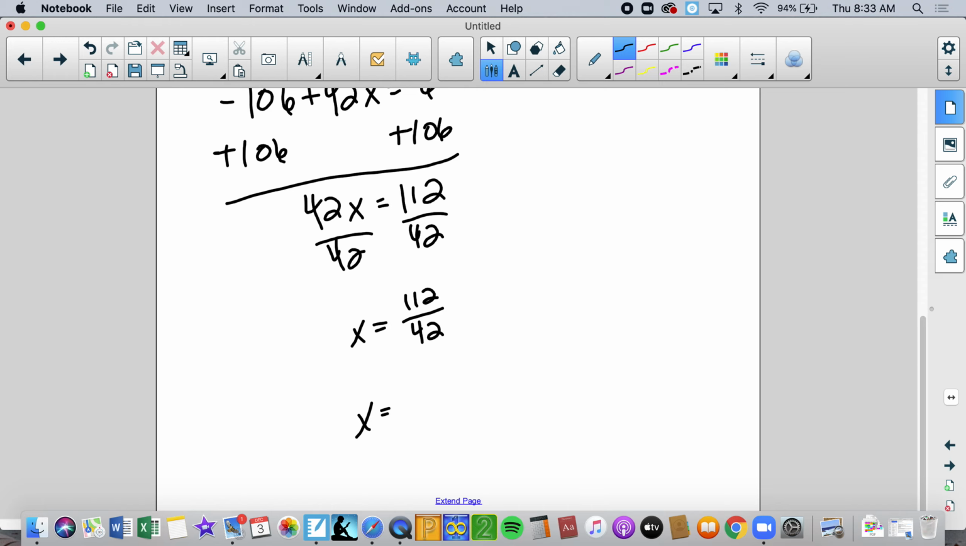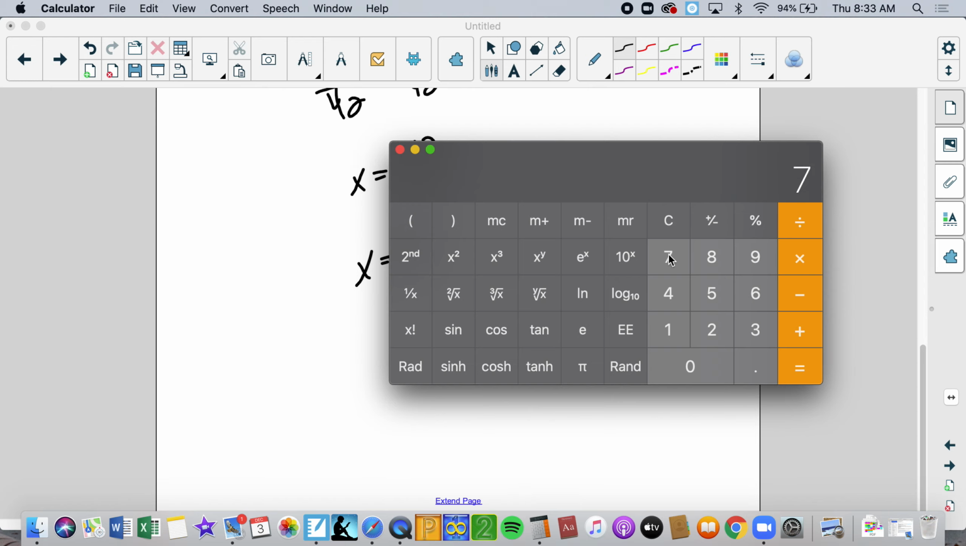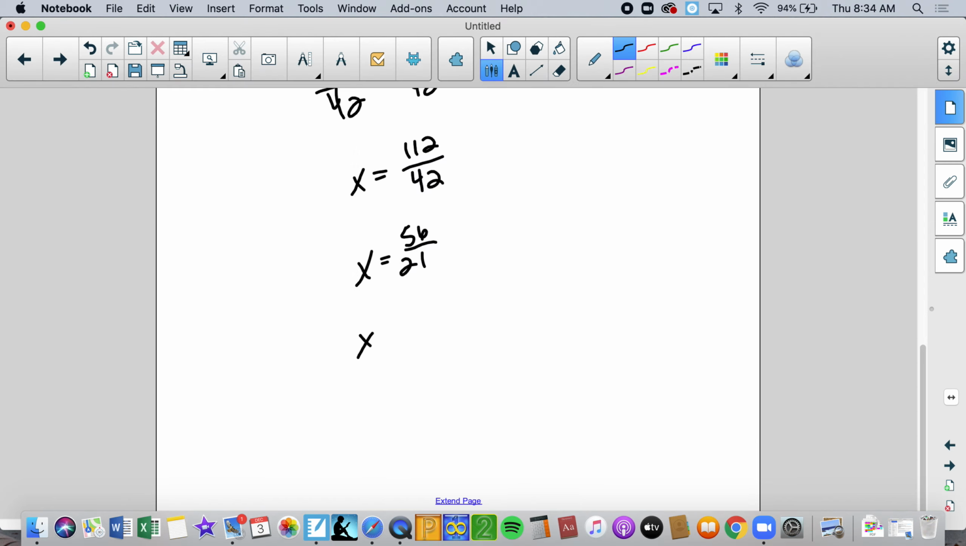Well, I'm going to reduce that by 2, which gives me 56 and 21. 7 goes 7? No. Yeah, 7 times 8. 7 times 8 is 56. Good. So we're going to reduce this by 7 over 7. That gives me 8. That gives me 3.